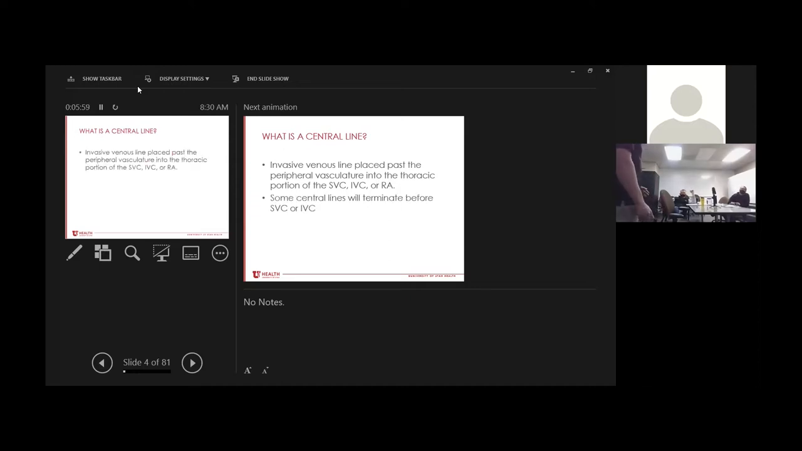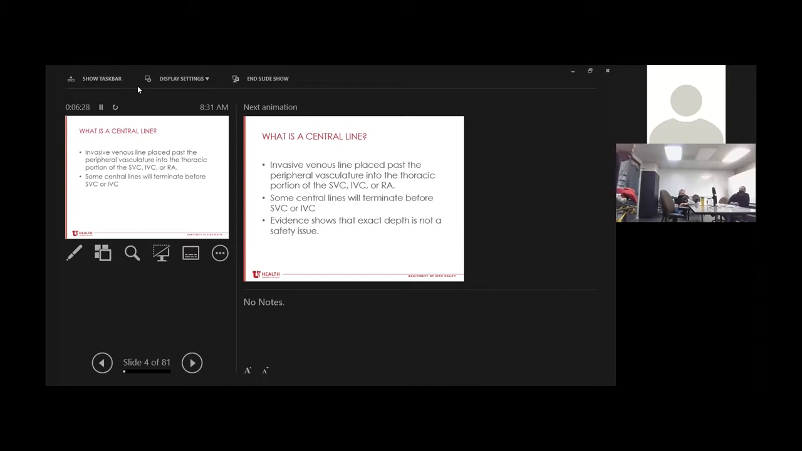That is perfect. So it's an invasive venous line placed past the peripheral vasculature in the thoracic portion of the SVC or RA. That being said, your definition for our job is better. It is a venous line placed in a big vessel. The reality is, if you look at x-rays, a lot of central lines are going to terminate before the SVC, before the IVC. Technically, it's supposed to be in the central third of the SVC.